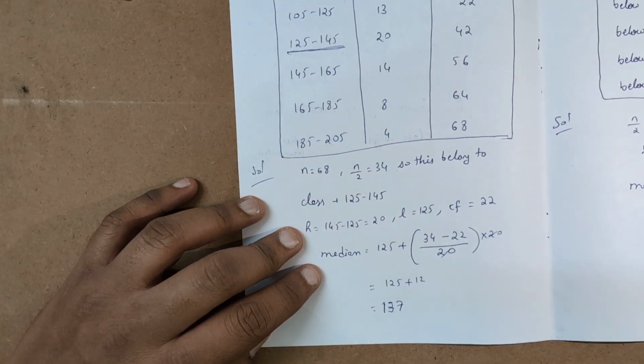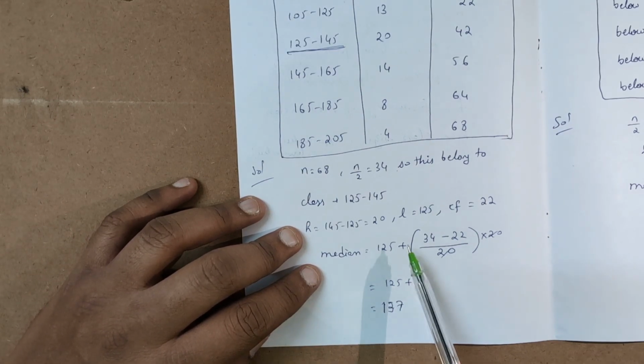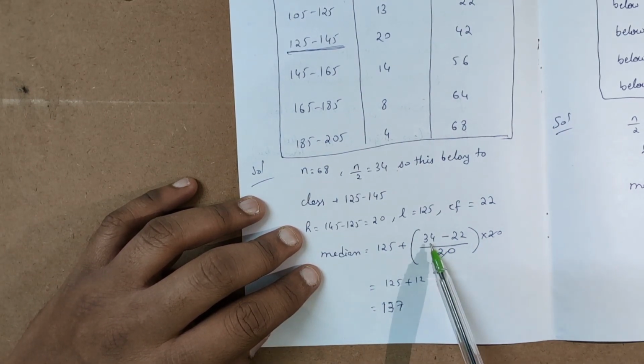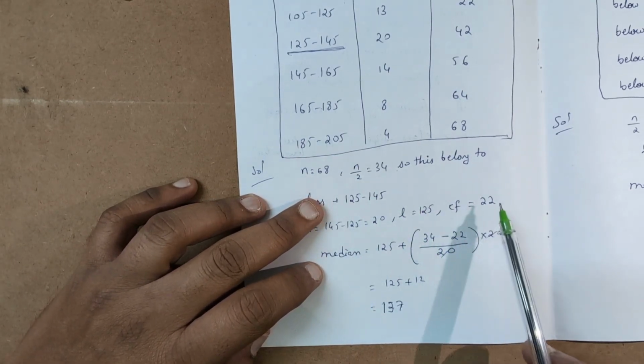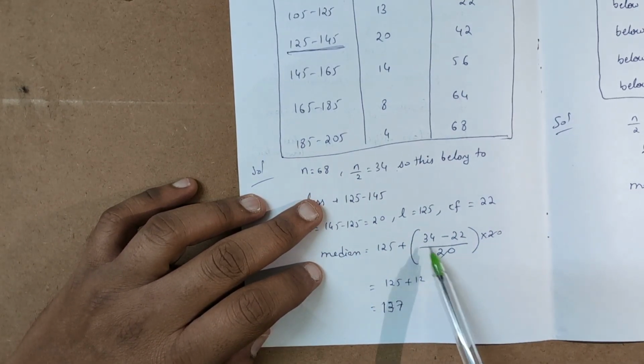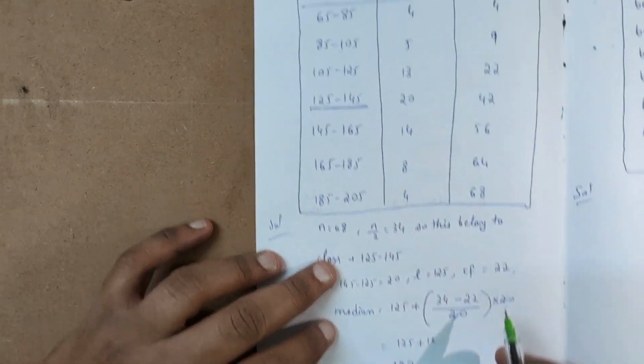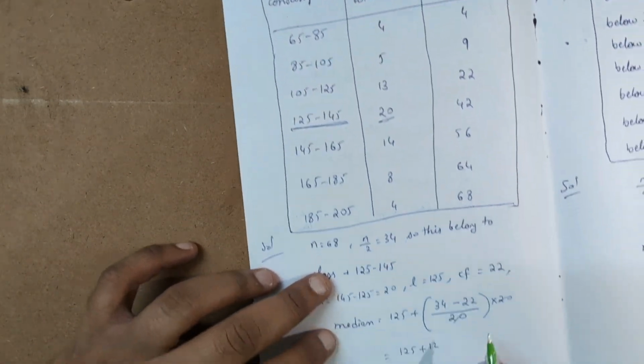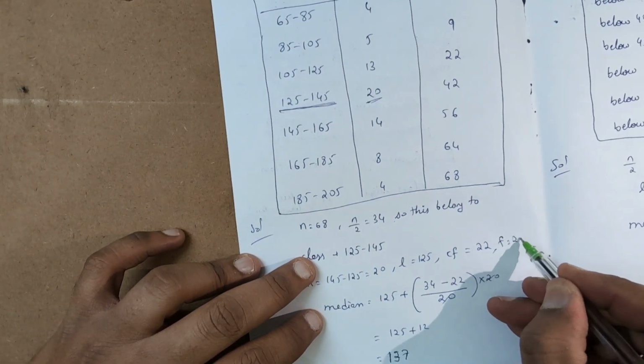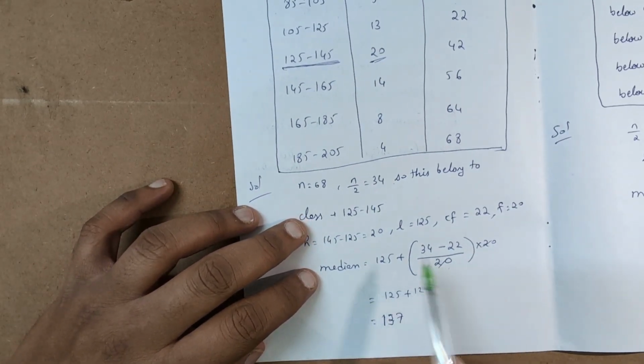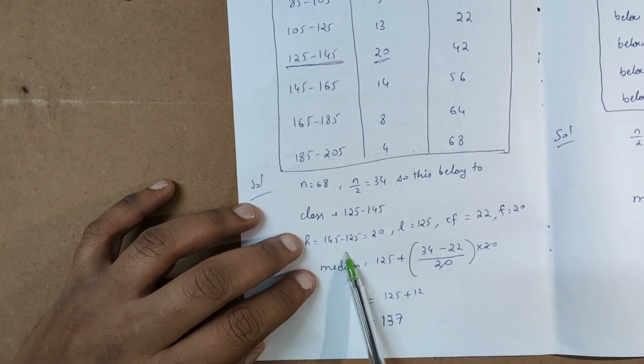So the median formula is L plus (n/2 minus Cf) by f into h. The L value is 125, n by 2 is 34, minus Cf, the preceding class, that is 22, divided by the frequency of this median class, which is 20, into h.